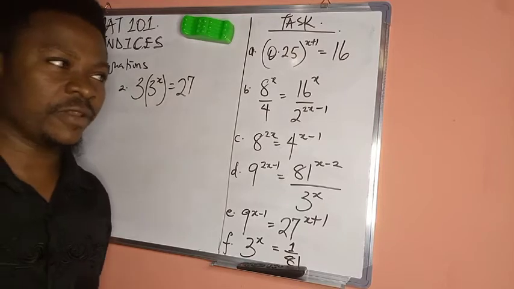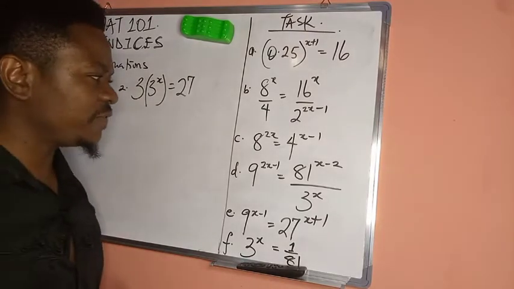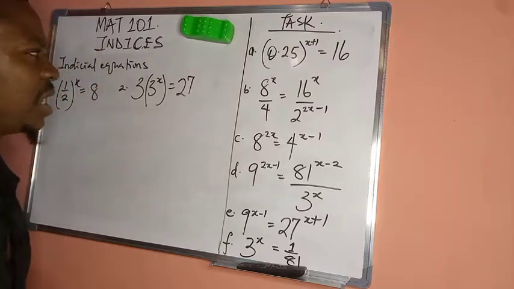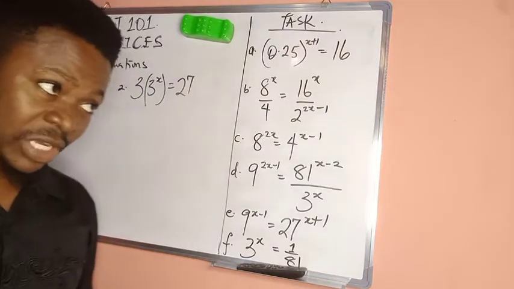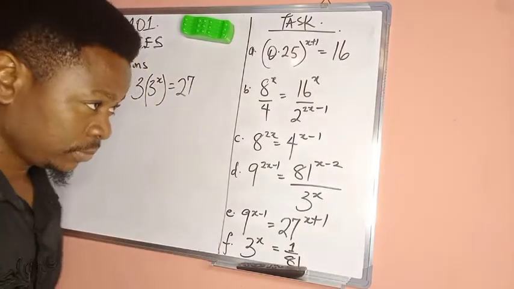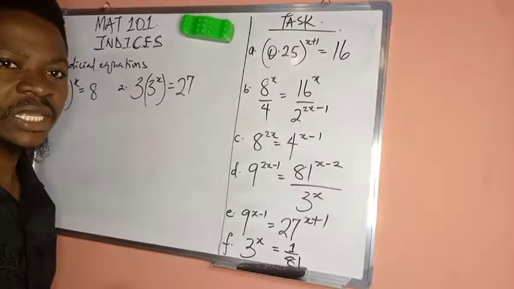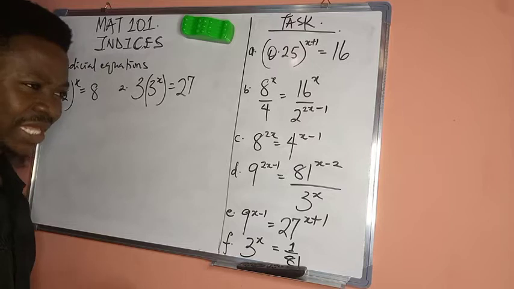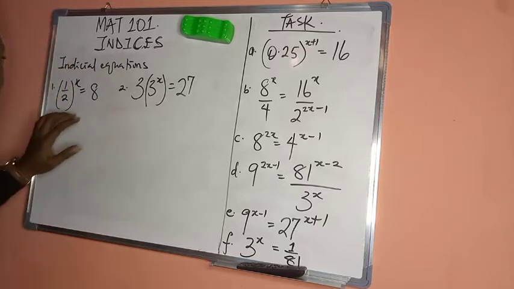Okay. Now, the way you solve this is a bit different from what we've been doing in our previous classes. You just have to make sure, or try as much as possible to make sure, the left hand side and the right hand side of the equation have the same base. With that it becomes easier to solve.